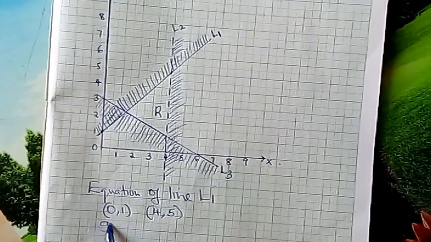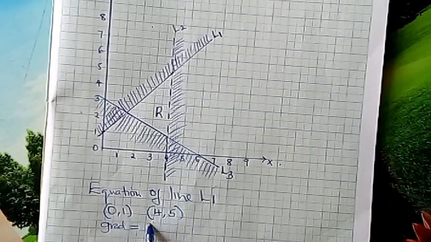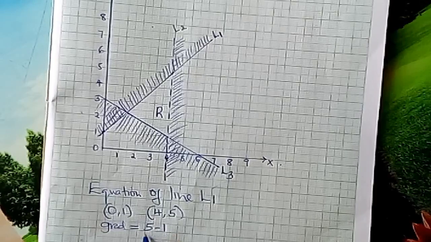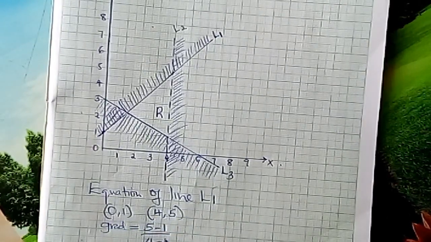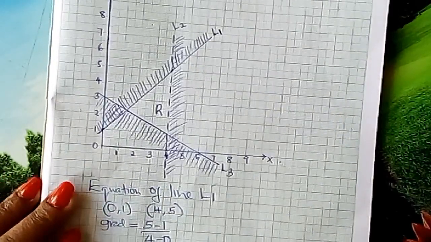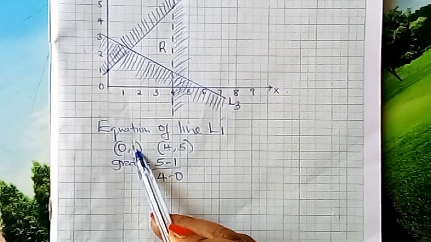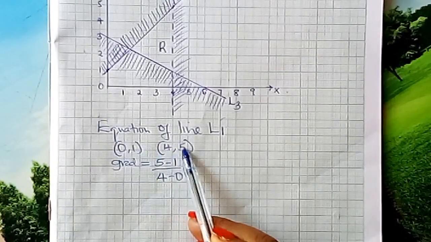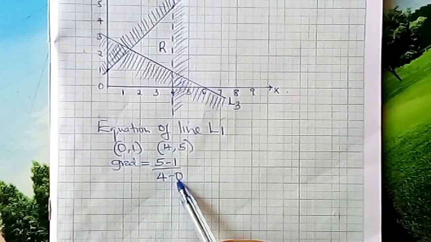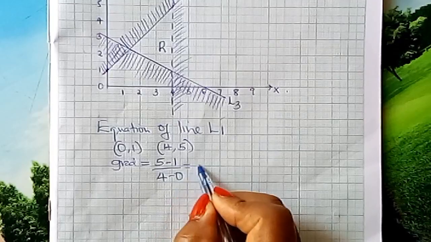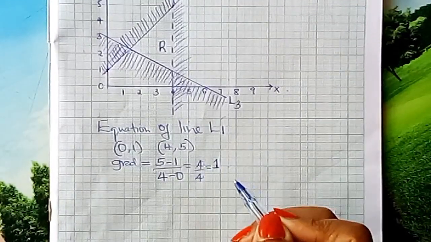You then find the gradient of this line, change in y. So 5 minus 1 divided by 4 minus 0. Like that, learner. So the gradient of the line is got by change in y divided by change in x. So 5 minus 1, here it is, 4 minus 0, there we have it. So you subtract, you get 4 over 4, and therefore the gradient, learner, is 1.